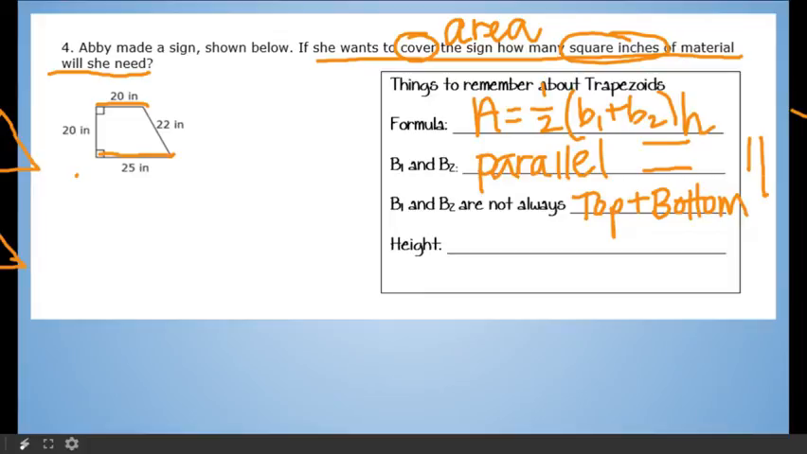The height is always going to be the distance between B1 and B2.